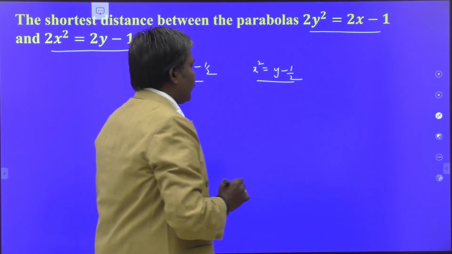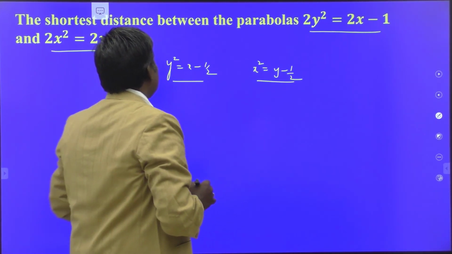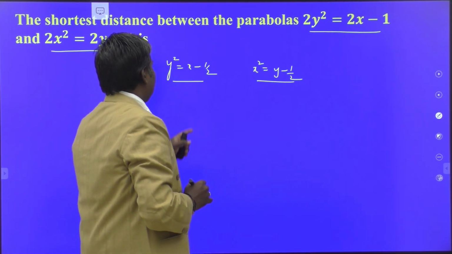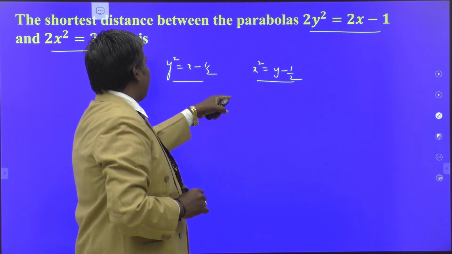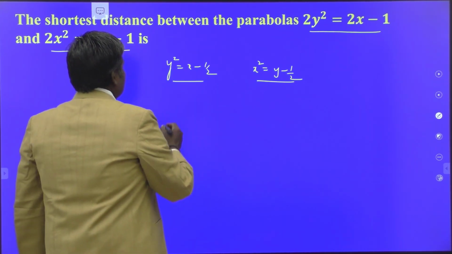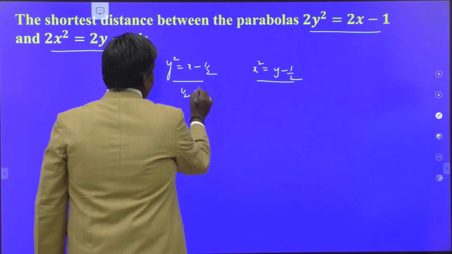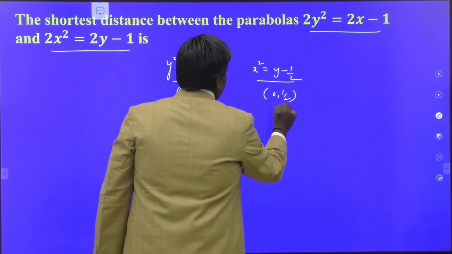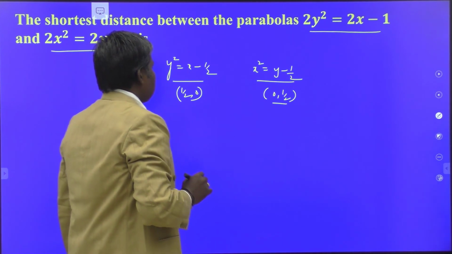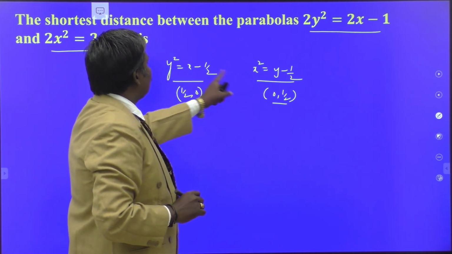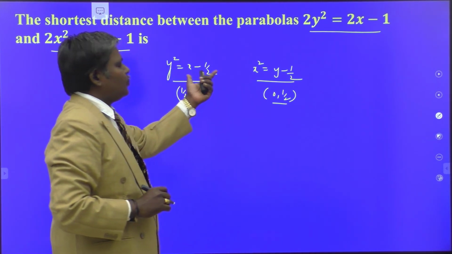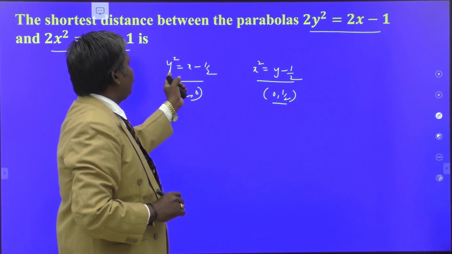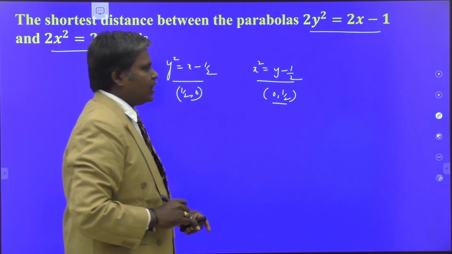These are the two parabolas. y² = x − 1/2, x² = y − 1/2. What is the vertex of the parabola here? (1/2, 0). For this, (0, 1/2), the vertex of the other parabola. My dear students, these two curves are symmetric about y = x or not? Replace y by x and x by y, we obtain one curve from the other.